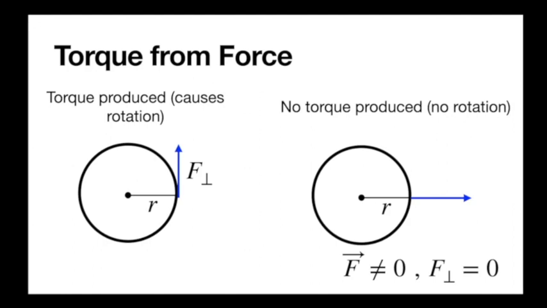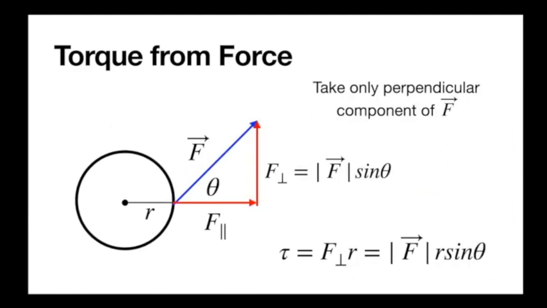And the way we do that, unfortunately, is with trig. So in this case, we have a vector that's neither completely perpendicular or completely parallel to this vector R, right? F is diagonal to it.